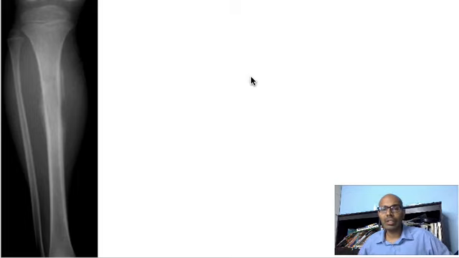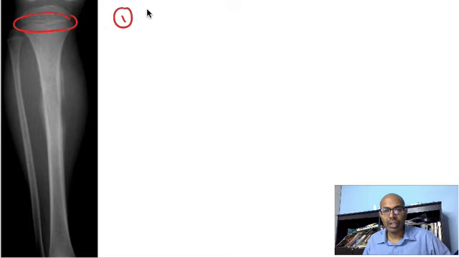Now let us look at the last radiograph that we have here. This is a case of a 10-year-old boy, because the physis is not yet closed. You can see that the tumor is in the diaphyseal region of the tibia. So the tumor is in the tibia. The second thing is it is in the diaphyseal region, right?